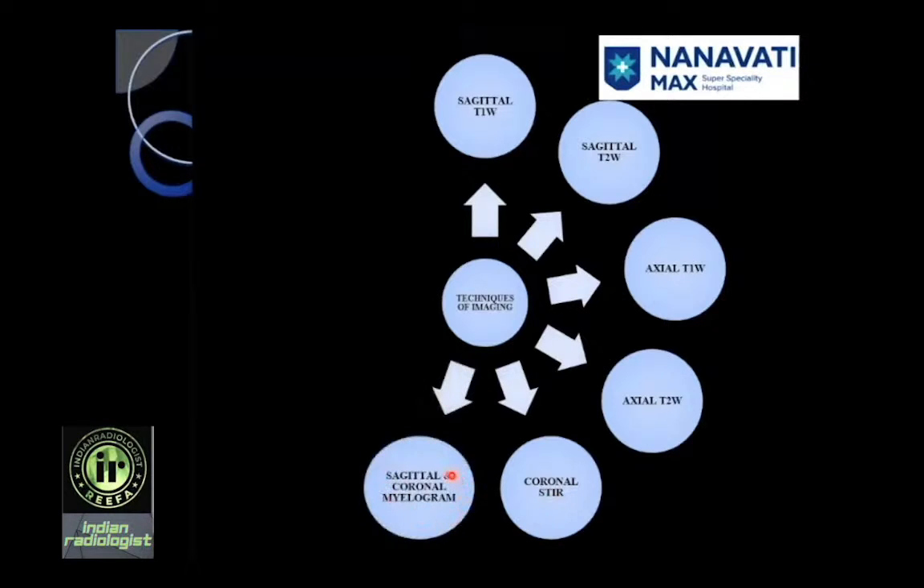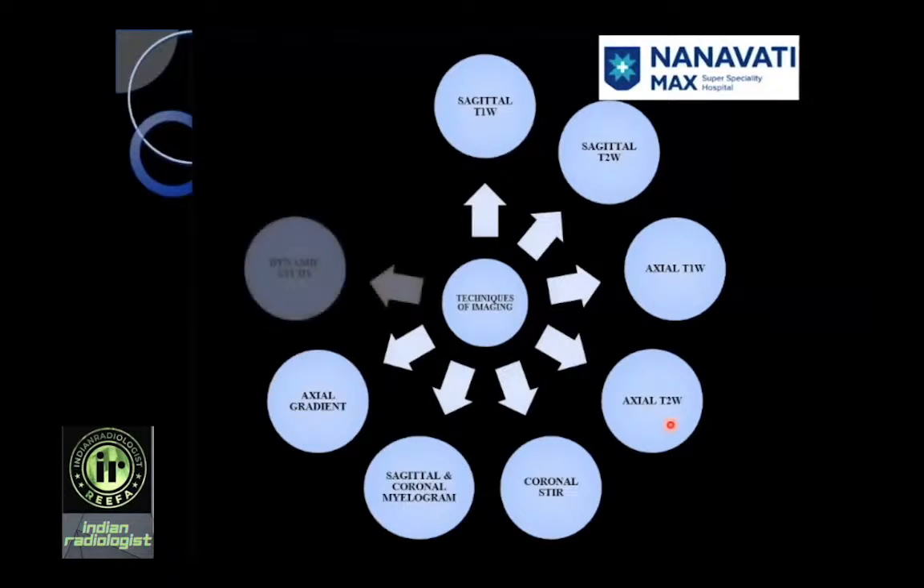Again, it gives you intricate details about the marrow edema which is associated with degenerative disc disorders. A lot of people also obtain sagittal and coronal myelogram pictures, which are heavily T2 weighted sequences, and they take about 3 to 4 seconds these days. As I said, axial gradient replaces axial T2 in the cervical spine.